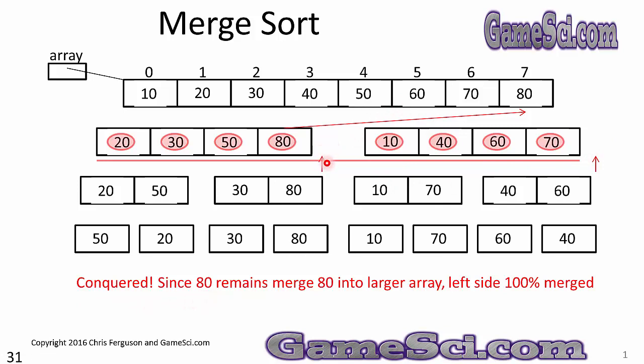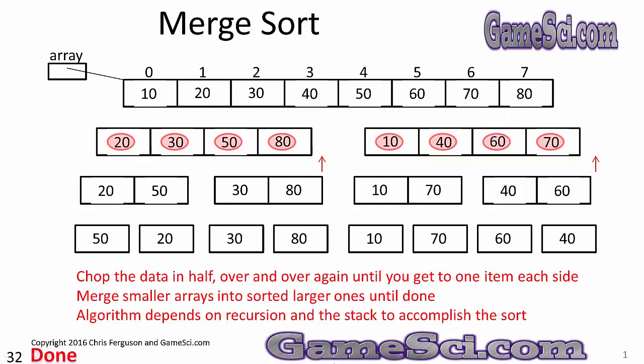Notice how the arrows here have now moved off the end of the left side and off the end of the right side. There's nothing left on either side, and you'll notice my data is sorted above. From 10, 20, 30, 40, 50, 60, 70, 80, I now have a sorted array. The merge phase is now done.